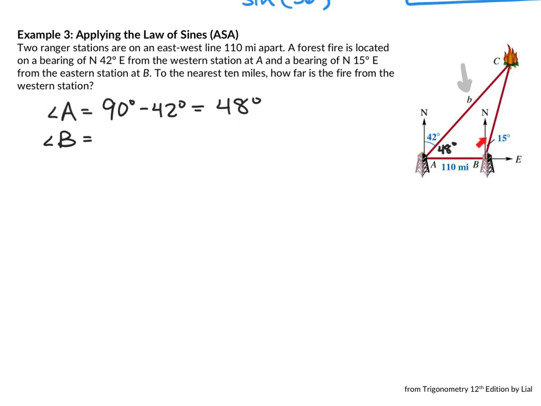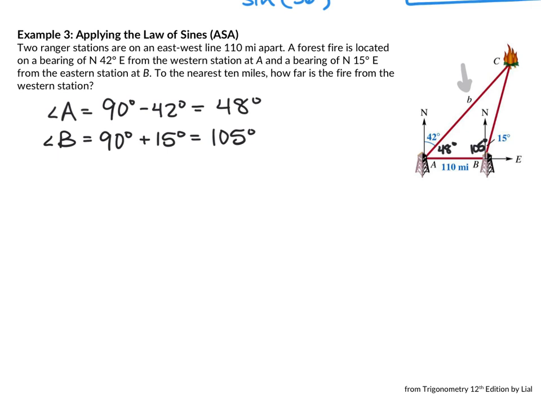If this much is 90, and it keeps going 15 degrees, what do I do to find the whole thing? 90 plus 15. Yeah, 90 plus 15, because it's just that whole angle. So this is going to be 90 degrees plus the extra 15 from the bearing, which means that angle B is 105 degrees. So again, I like to add it in that this is 105 degrees.